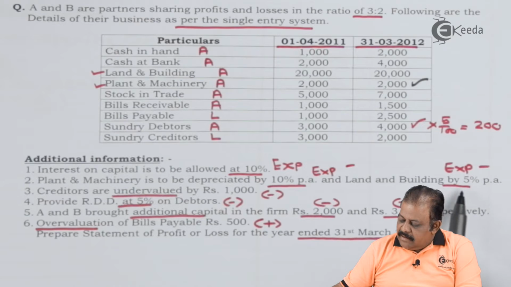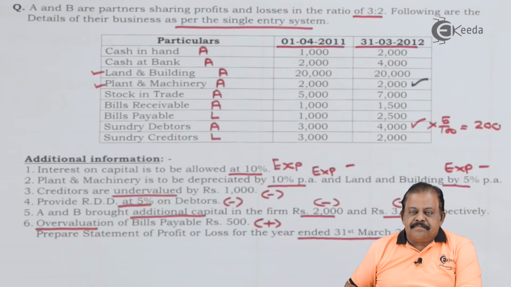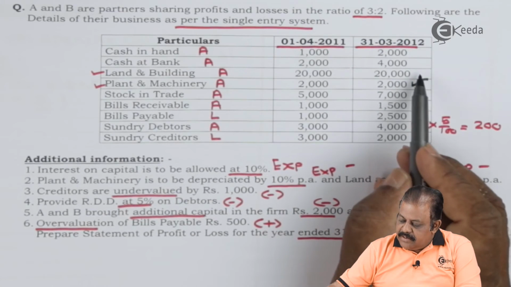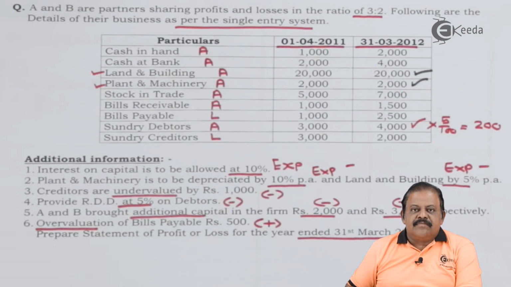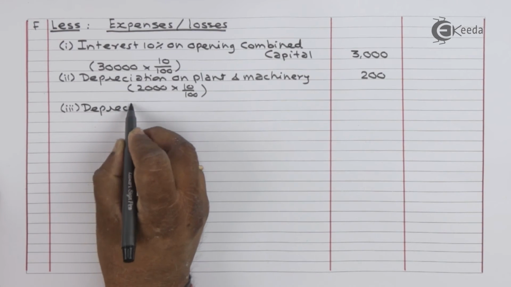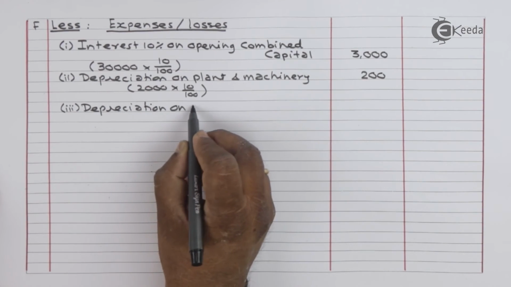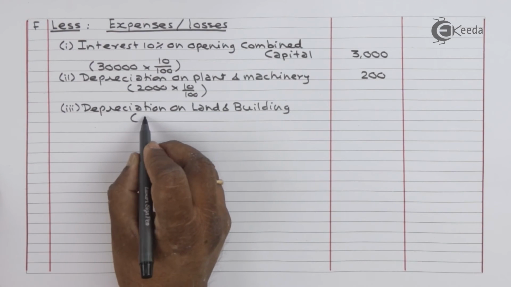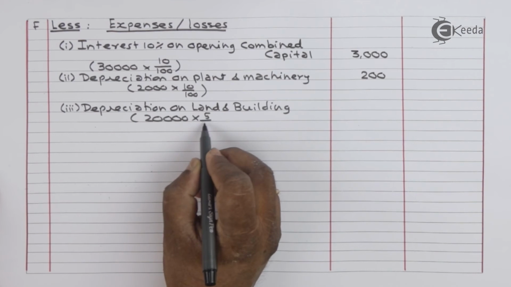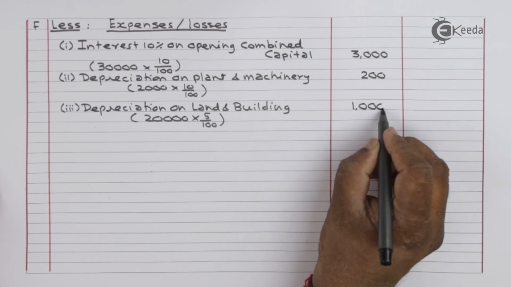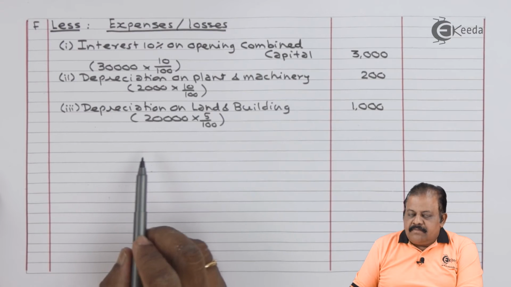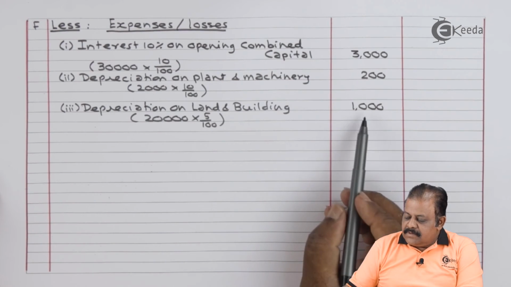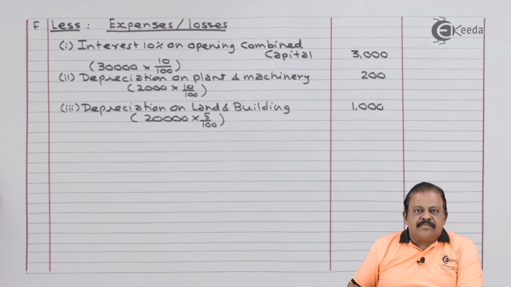Land and building by 5%. Land and building opening 20,000, closing 20,000. Depreciation is charged on closing. Depreciation on land and building 20,000 multiplied by 5%, it is rupees 1,000.